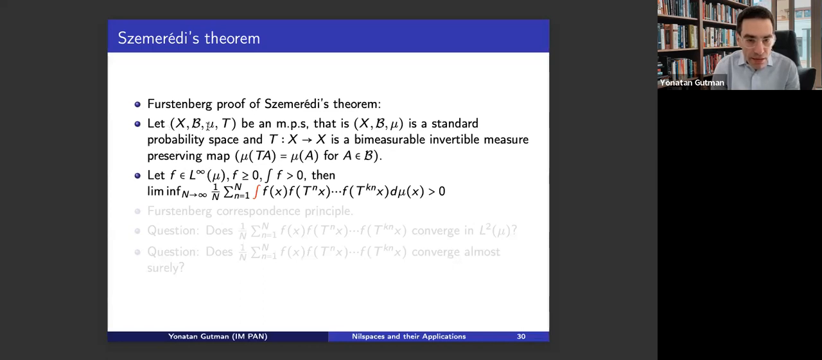So what did Fürstenberg do? We consider (X, B, μ, T) to be a measure preserving system. That is, (X, B, μ) is a standard probability space, and T from X to X is a B-measurable invertible measure preserving map. We take some f in L infinity. It's non-negative. It has a positive integral. And then Fürstenberg studied the following lim inf: a normalized sum over an integral of f(x), f(T^n x) up to f(T^{kn} x). And he showed that this lim inf is positive. And then he used something which we now call the Fürstenberg correspondence principle in order to conclude Szemerédi's theorem.